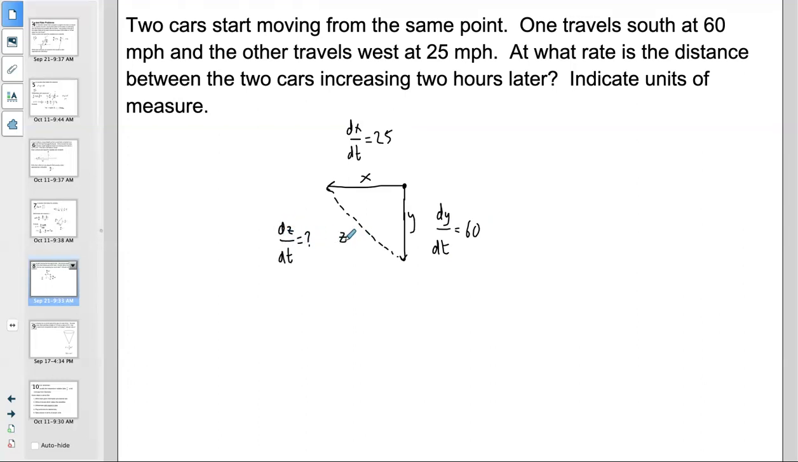It doesn't say what is z 2 hours later. It says at what rate is the distance between the two cars increasing. That's what this dotted line represents. And I'm going to call that z. So I'm trying to find dz dt.